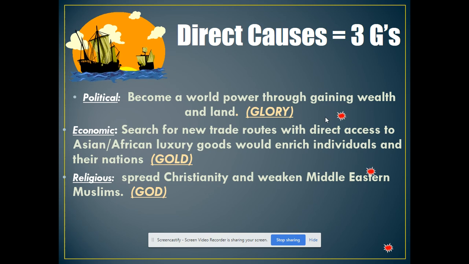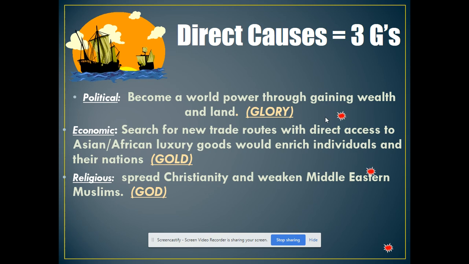They were trying to get direct access, cut out that middleman, and make money. Rich individuals like merchants, and the treasuries of monarchs, because of mercantilism. Mercantilism consists of three parts. One, how much gold and silver you have in your treasury equals power. So they want this gold or silver, whatever it is, luxury goods, to increase their power.